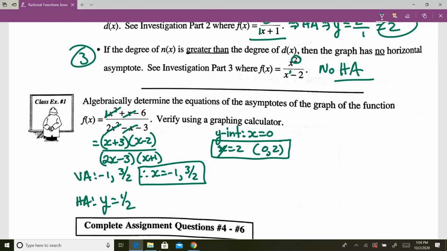So the y-intercept is when x is 0, right? So I put 0 in for the top and the bottom. All the x's go away. I'm left with -6 over -3, which is just 2. So the y-intercept is 0, 2.